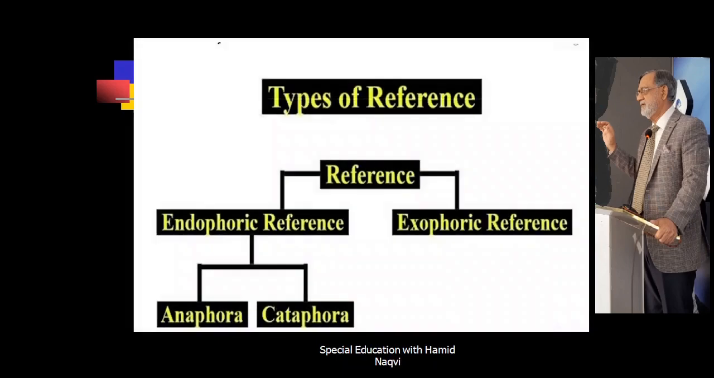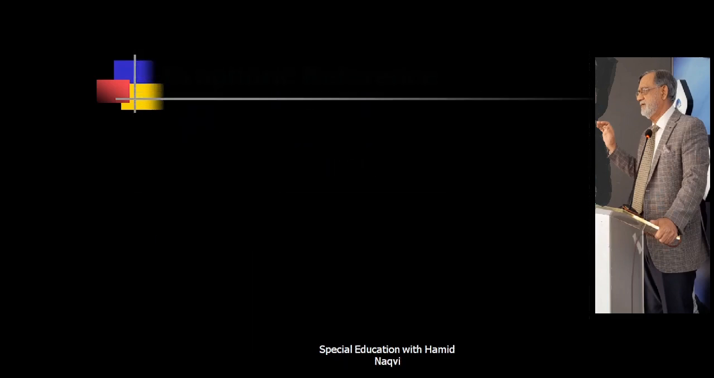Now there are several types of references. Two main types of references are endophoric reference and exophoric reference. And then there is further subdivision of endophoric reference, that is anaphora and cataphora. Let's take up each of them one by one.